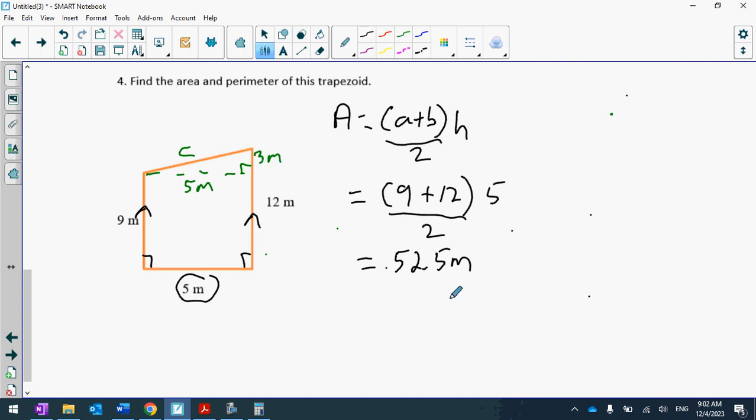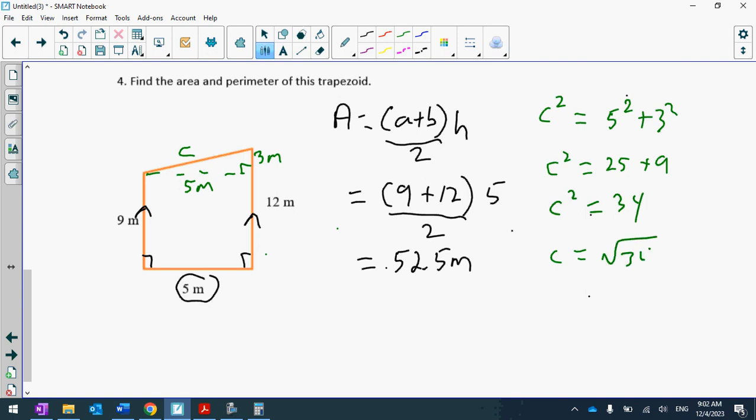And so we can figure out C using Pythagorean theorem. C squared equals 5 squared plus 3 squared, which is 25 plus 9, or 34. And so C is going to be the square root of 34, which is about 5.8.